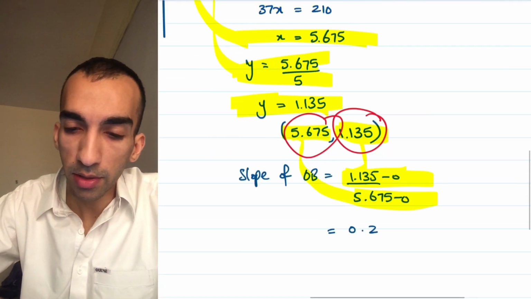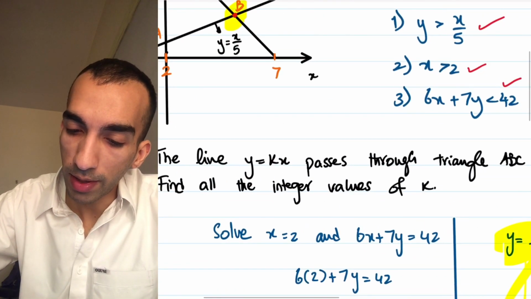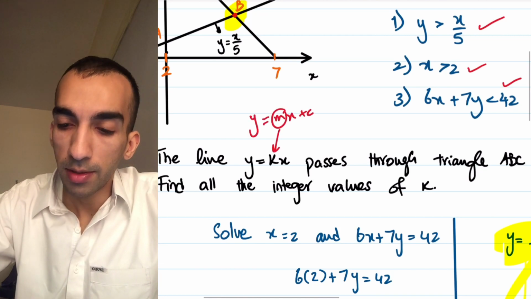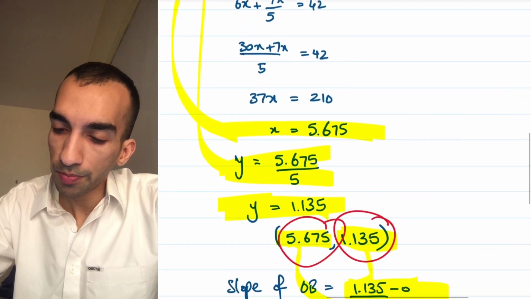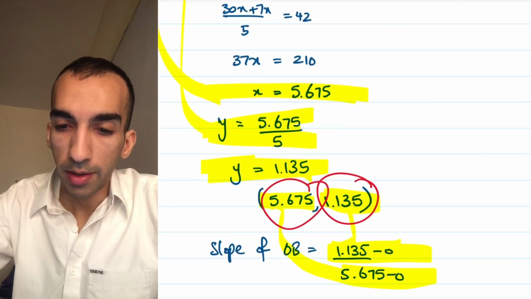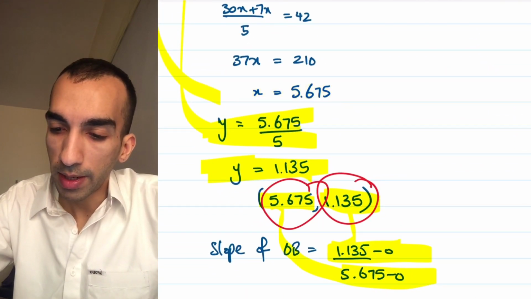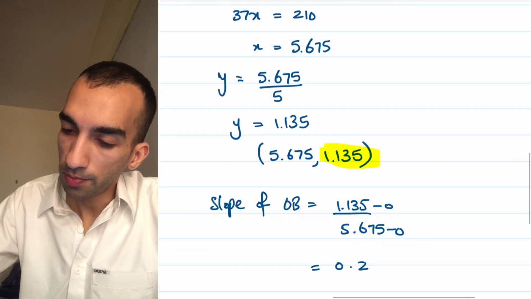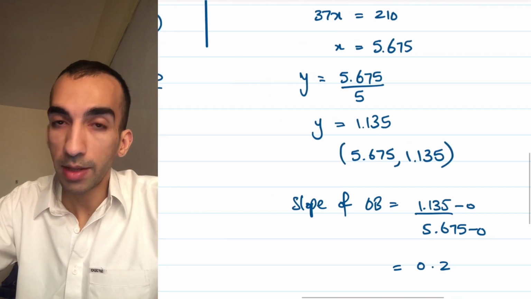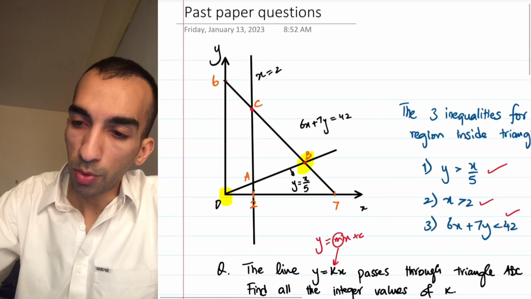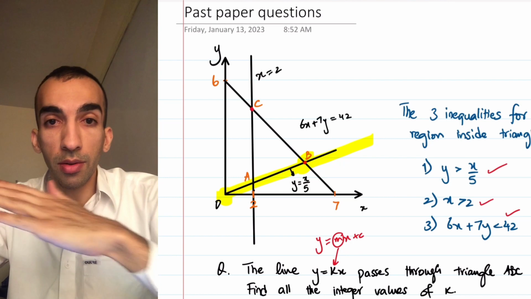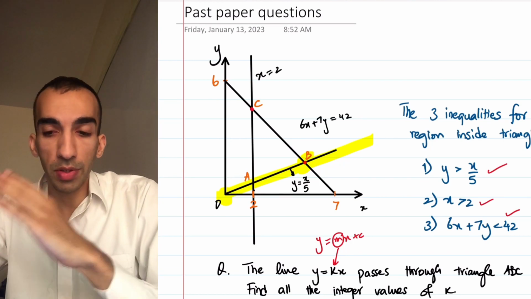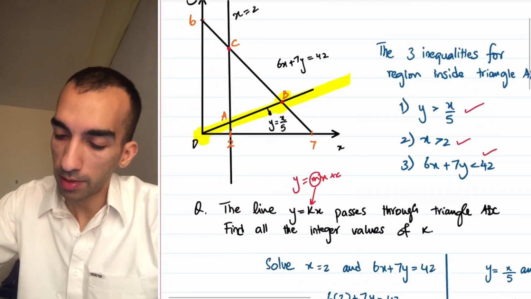Now why am I finding the slope? Because when they say find the value of k, remember the equation is y equals mx plus c. This k is referring to slope. Now what's important to realize is 0.2 is the slope of this line, so k should be greater than 0.2, because if it's 0.2, it's not going to be inside the triangle.